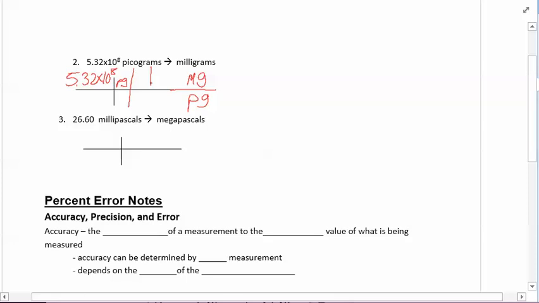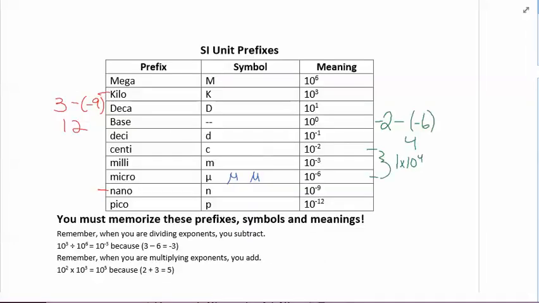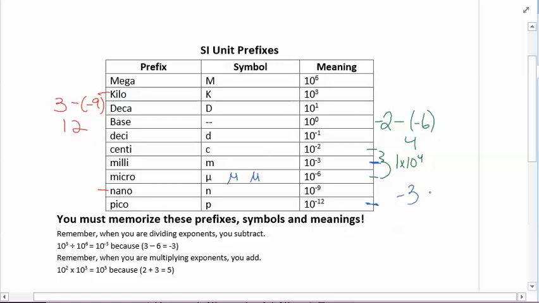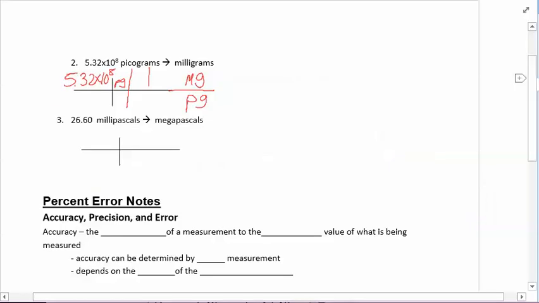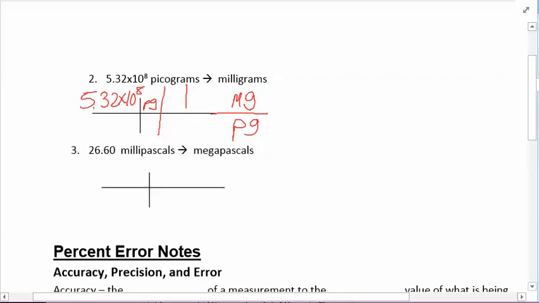And we now need to figure out how many picograms are in a milligram. Using our chart, we're going to go from pico to milli. So we're going to take negative 3 minus negative 12, which will give us positive 9. So our exponent is going to be 10 to the 9th. We can fill that in on our chart: 1 times 10 to the 9th. We can now plug into our calculator.